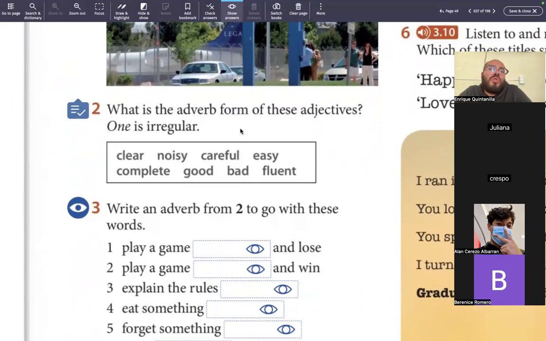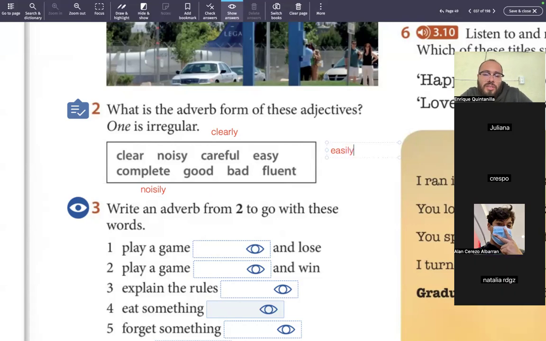So what is the adverb form of these adjectives? Clear, clearly. Thank you very much. Noisy, noisily. Yes. Easy, easily. Thank you. Next, careful, carefully. Good.